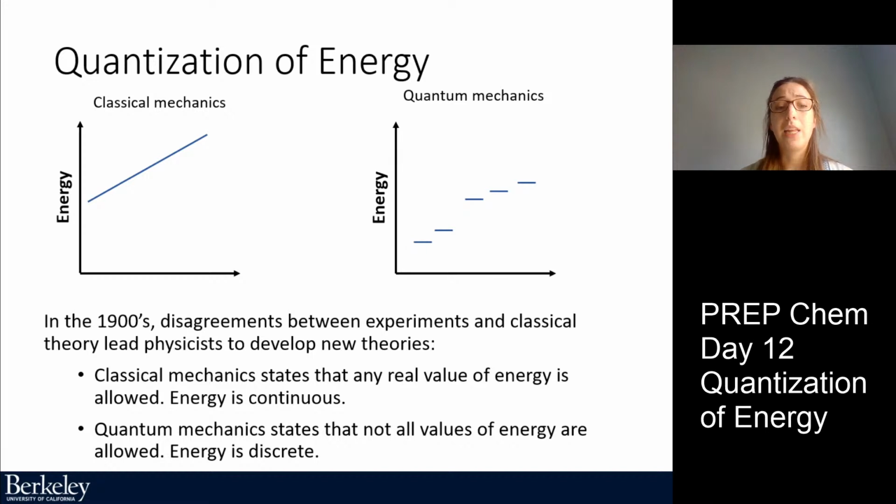Okay. And then quantum mechanics, which is the modern take on physics, states that not all energy values are actually allowed. Energy is discrete, which is another way of saying that you can only have certain values of energy. If we were going to draw the same concept on a graph of energy, we would draw distinct lines that can only happen at certain values of energy. This idea was really important, and it changed the way that we think about how we use energy in physics and chemistry.